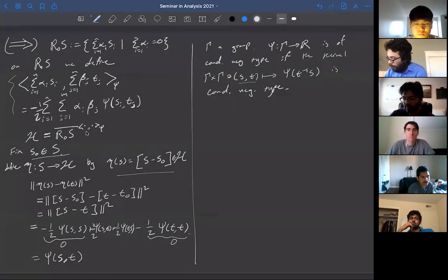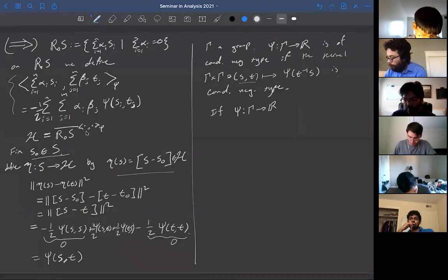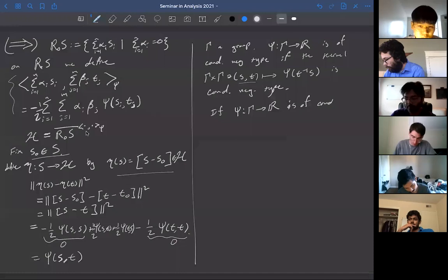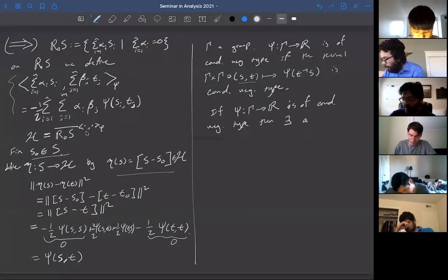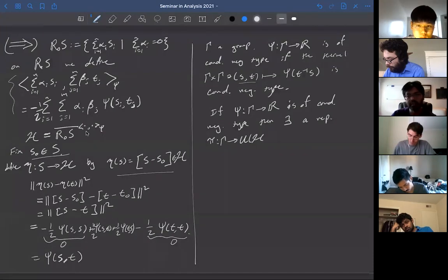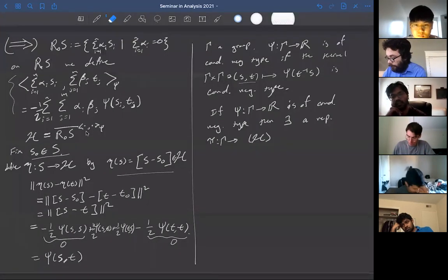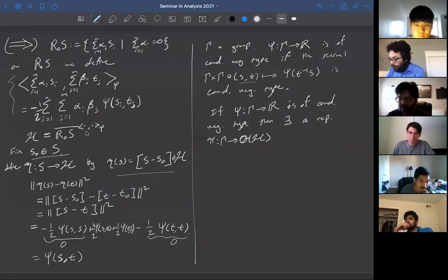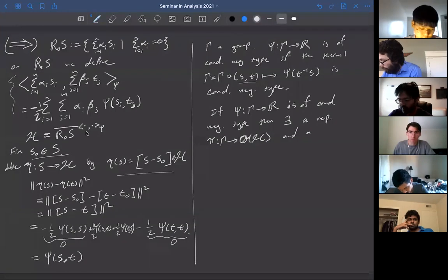So what have we shown in this case? If C mapping gamma to the real numbers is of conditionally negative type, then there exists a representation pi mapping gamma to the unitary group of H, or actually, since this is a real Hilbert space, we get an orthogonal representation. Any orthogonal representation you can just complexify, but let me write orthogonal because that's what you usually see in the literature. So this is an orthogonal representation on a real Hilbert space, and a map C mapping gamma to this Hilbert space, a cocycle.